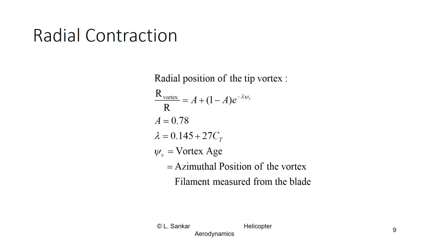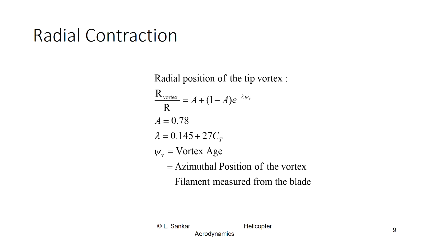So it's got a fixed constant A plus 1 minus A times exponential of minus lambda times the vortex age in radians. So the vortex age in radians, 2 pi will be 1 full revolution, 4 pi is 2 full revolutions, and so forth. Now lambda is an empirical curve fit in terms of 0.145 plus 27 times the thrust coefficient.